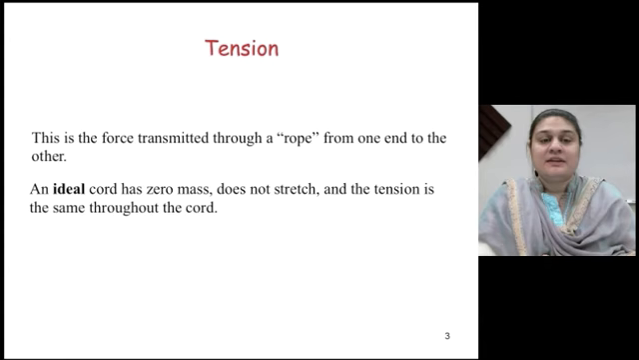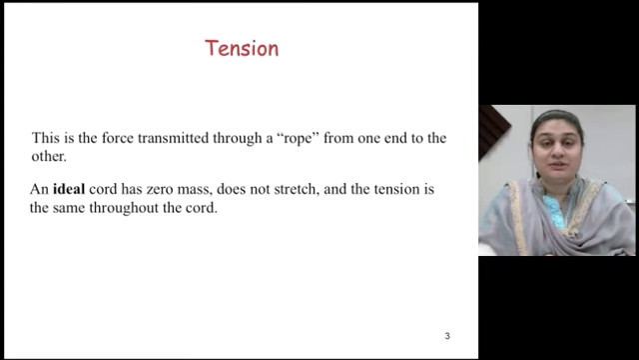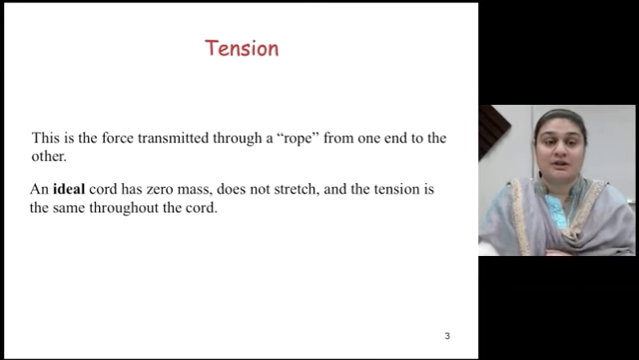Tension is the force transmitted through a rope from one end to another. So when we are considering these problems, the assumption is that the ideal cord has zero mass, does not stretch, and the tension is the same throughout the cord. If you look at it carefully, this assumption may or may not hold in all situations. However, it does hold in situations that we will talk about. If the mass is very big, the rope can almost be called ideal.